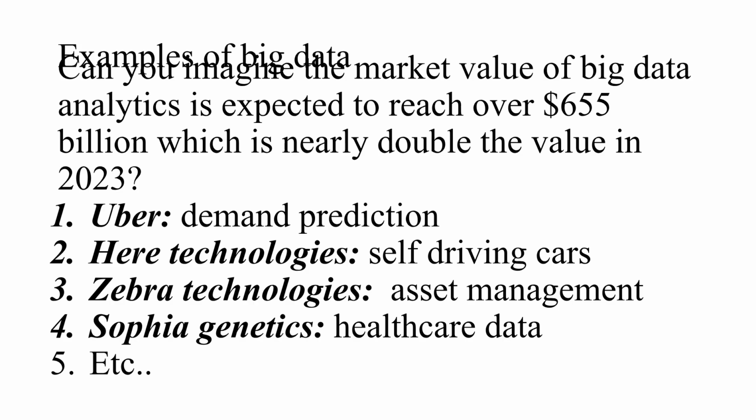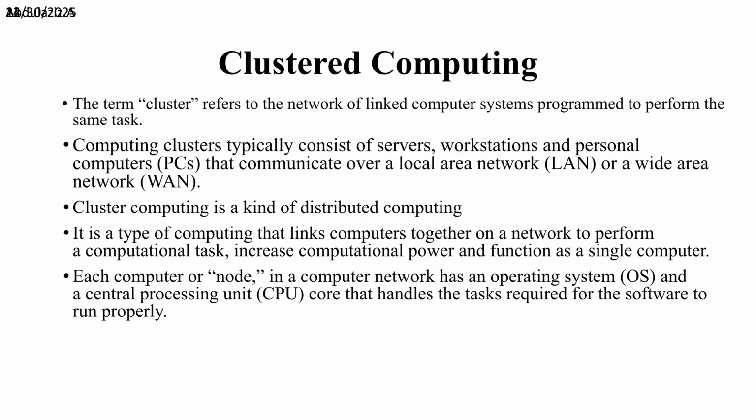Big data analytics is expected to reach over $655 billion in market value. Examples of companies using big data include Uber for demand prediction, Here Technologies for self-driving cars, and Sophia Genetics for healthcare data. Clustered computing refers to a network of linked computer systems, or nodes, programmed to perform the same task.